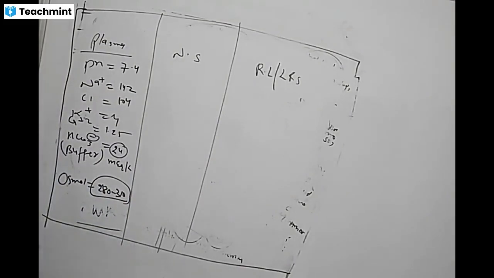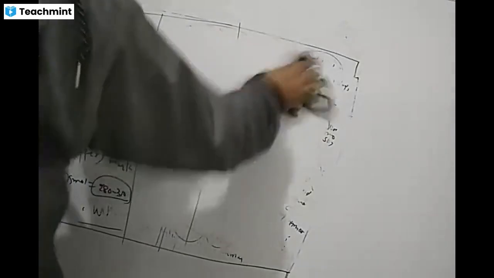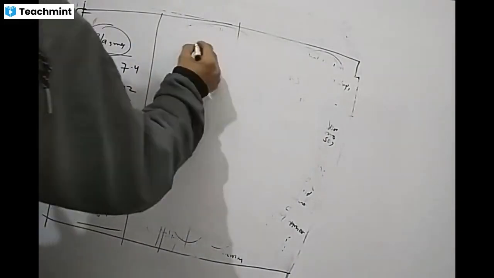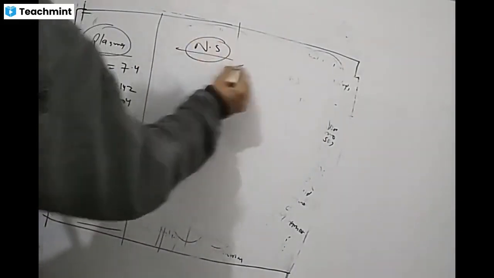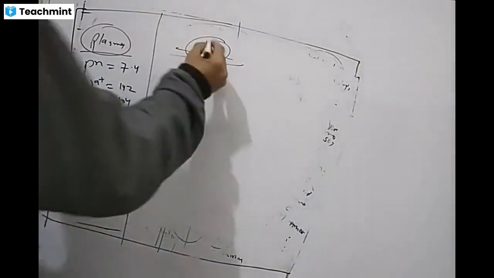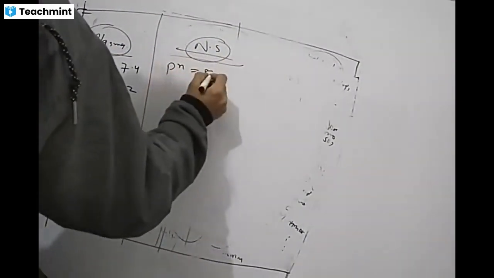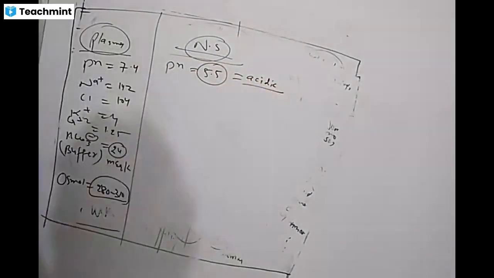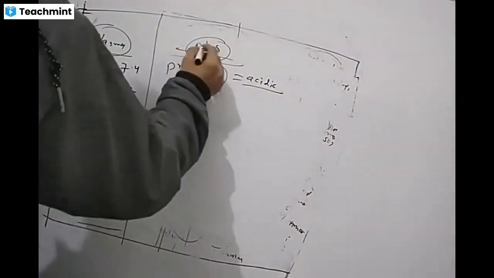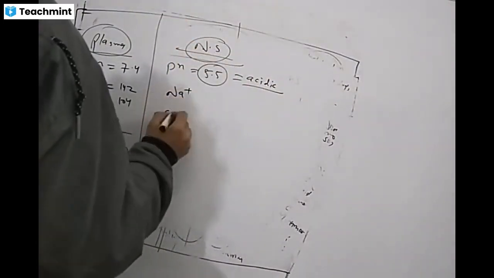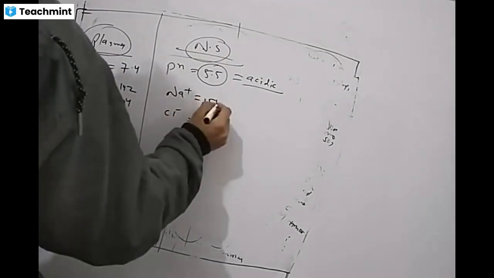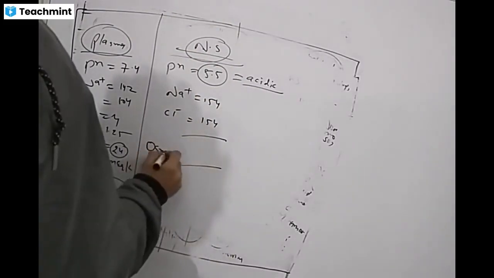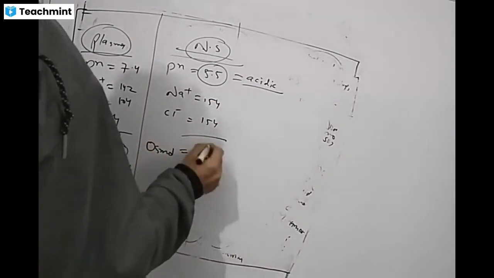So first we'll compare. This is the plasma and this is the normal saline which is available in the market. The pH of this normal saline is 5.5. It means this is acidic. If we look at the content in the name itself, normal saline, Na plus and Cl minus, that is 154, 154. And if we add them, the osmolarity is equal to 308.